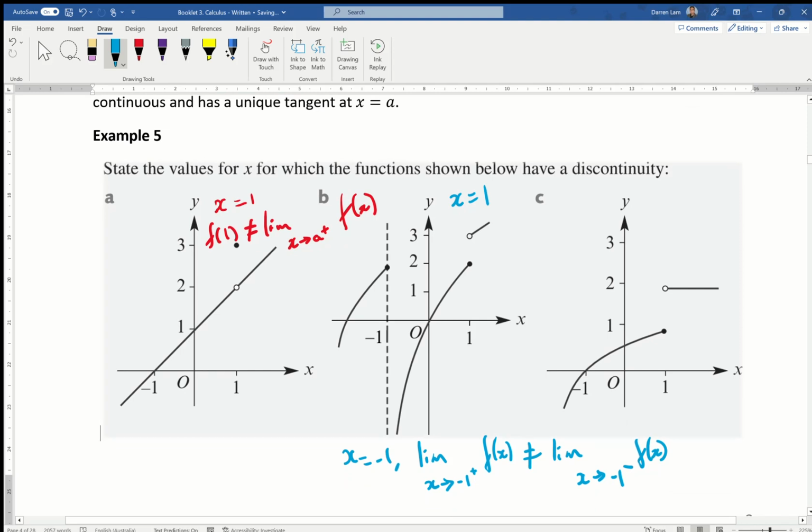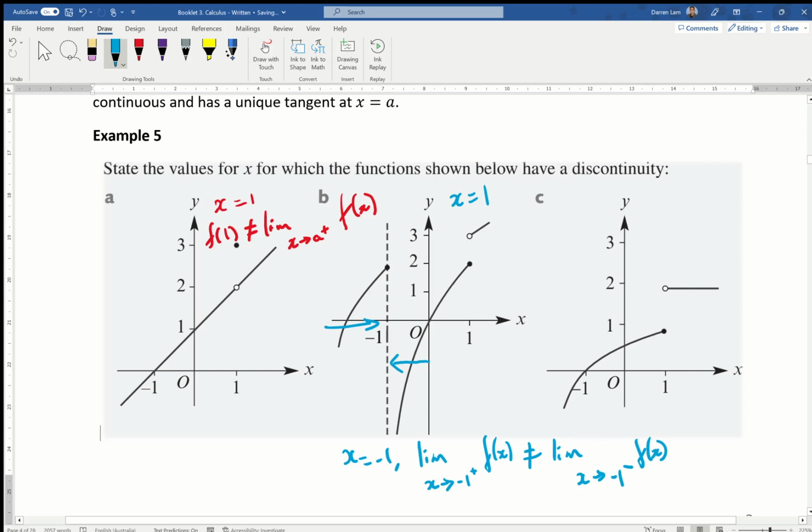As x approaches -1 from the negative side, it should go towards 2. However, in my graph, when my graph goes towards -1 from the positive side, we should end up with negative infinity. Of course, negative infinity and 2 don't equal, so therefore the graph has a discontinuity at x equals 1 and x equals -1.